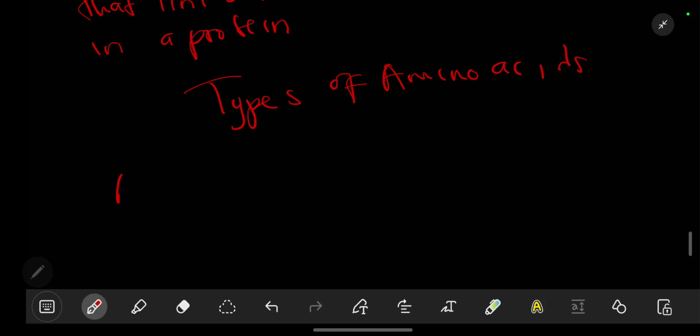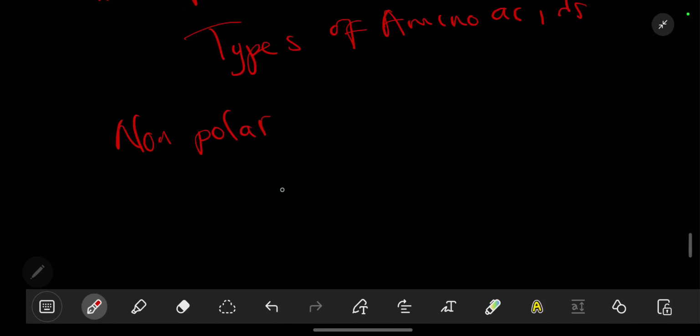Number one, we might talk about nonpolar. So nonpolar, these have got the side chains. Firstly, when we look at nonpolar, they do not dissolve in water. That's the meaning of nonpolar.